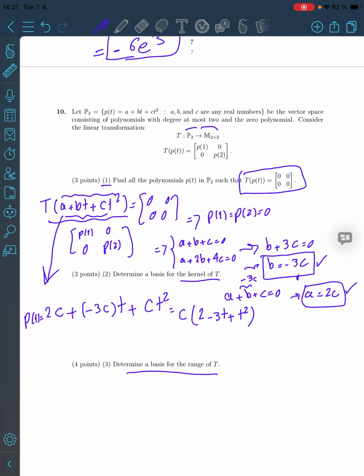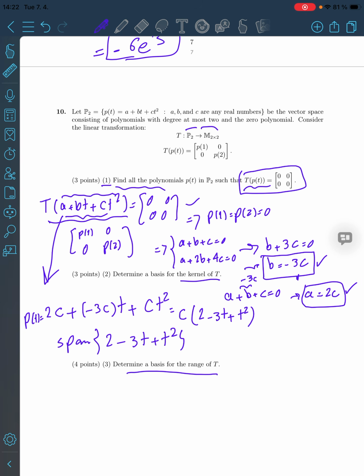Because you want to find all the polynomials such that T of p is equal to 0, and I already computed all of them, the answer is the span of 2 minus 3t plus t squared. It gives you all the polynomials such that T of these polynomials is equal to 0.